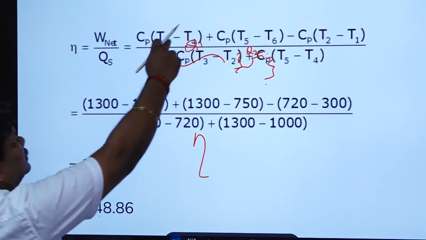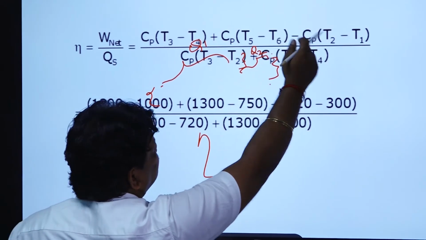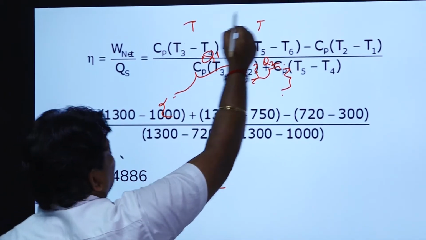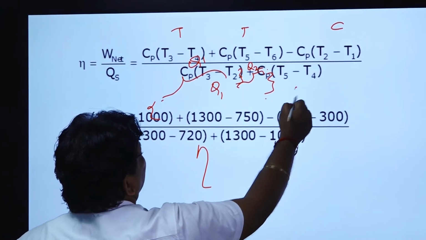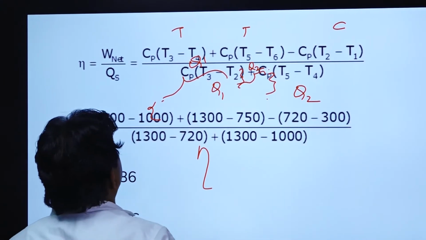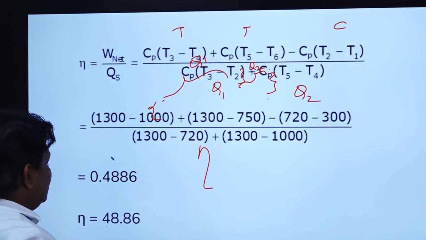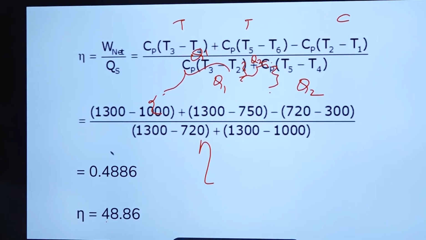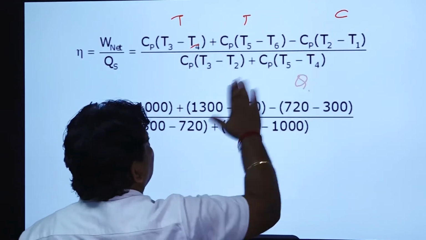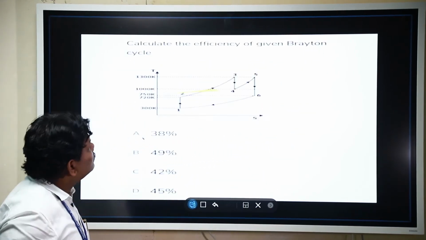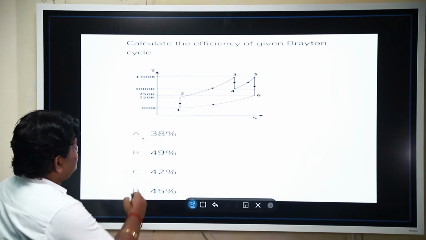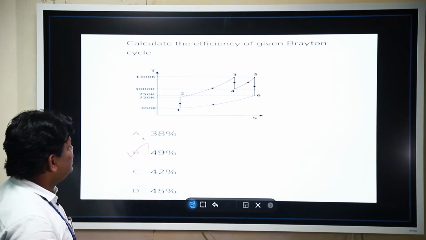The same: T3 minus T4, T5 minus T6 are all turbine works, and this is compressor work, and this is the heat energy at Q1 and Q2. Substitute all the values that are given, and you will get the value of efficiency as 48.86. So the answer is 48.86. The answer is B.